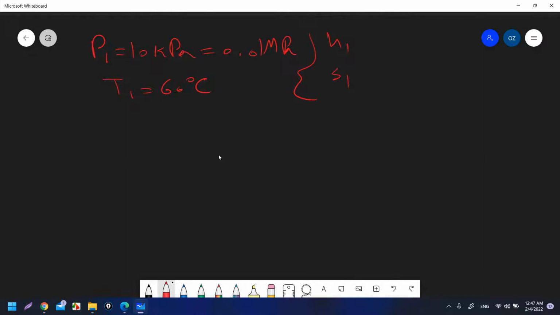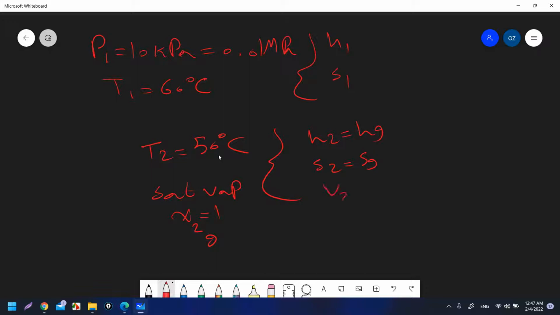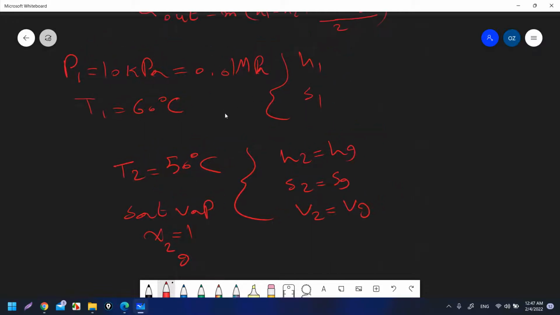For state 2, I know the temperature is 50 degrees Celsius, and I know it is saturated vapor. So the quality is equal to 1, and I have to find everything at g. I need H2, which is equal to Hg, and I need S2 equal to Sg, and I need V2 because I want to calculate the mass flow rate, so it is vg also. And that is it. Okay, so let's find it from the table.